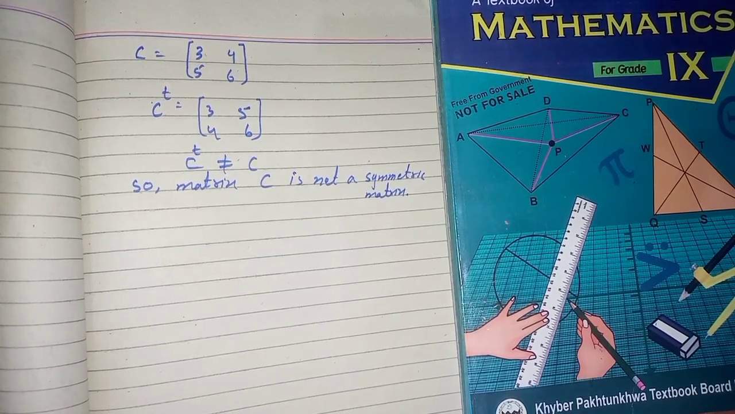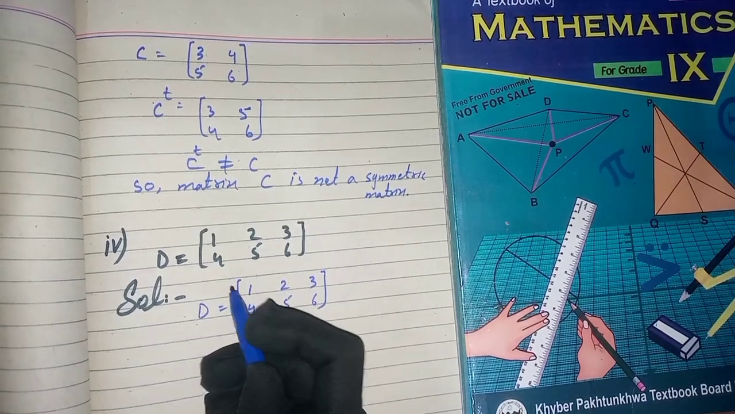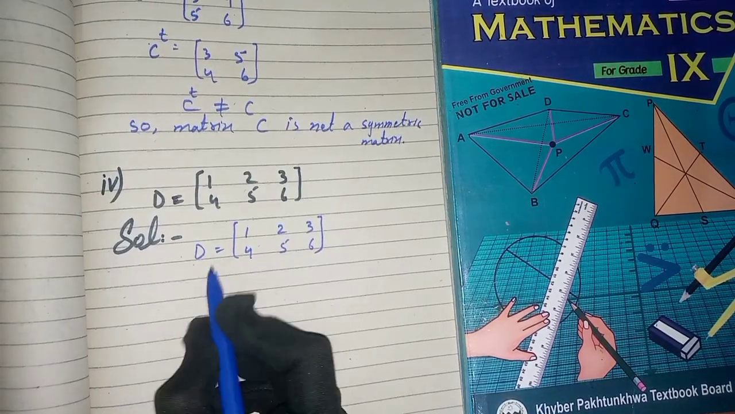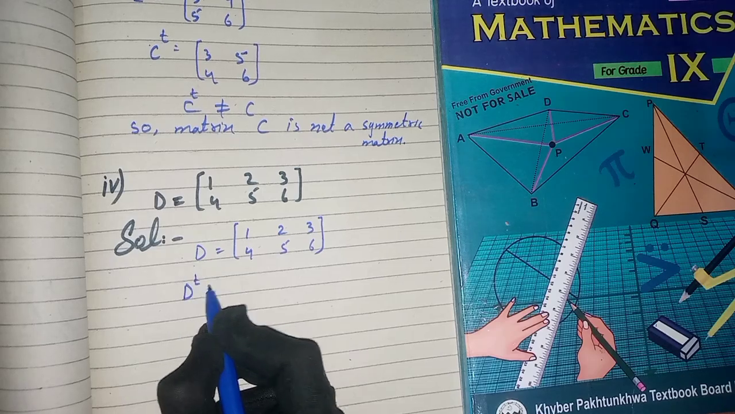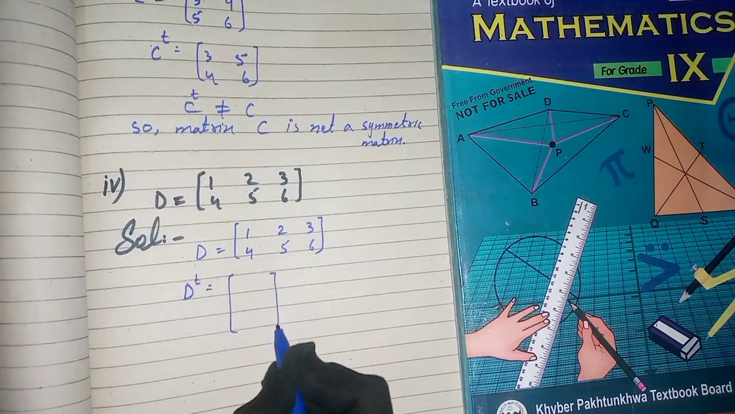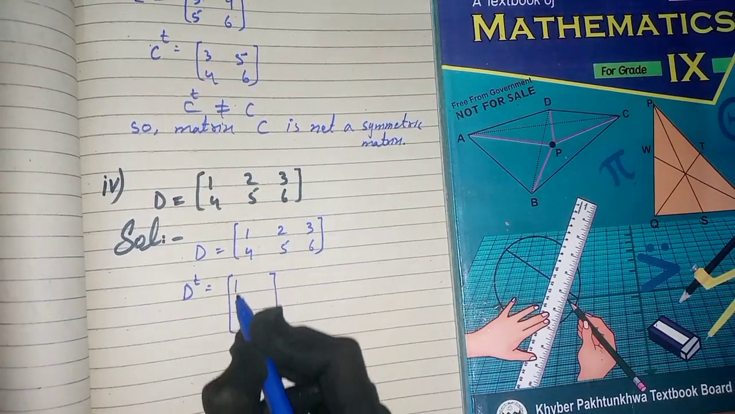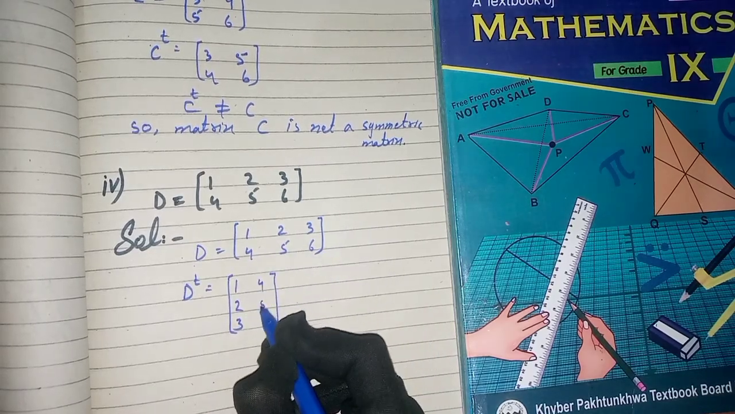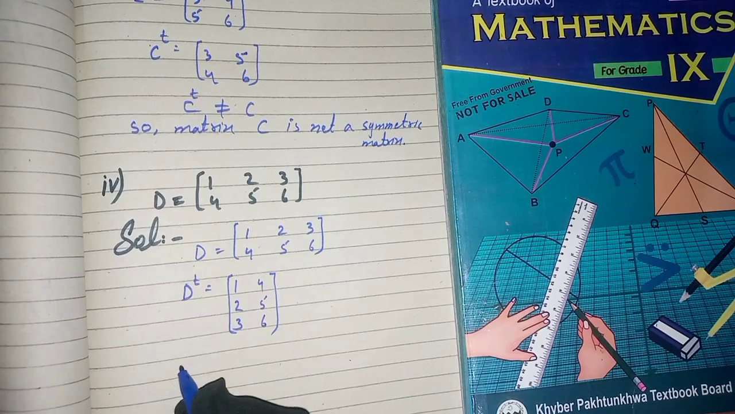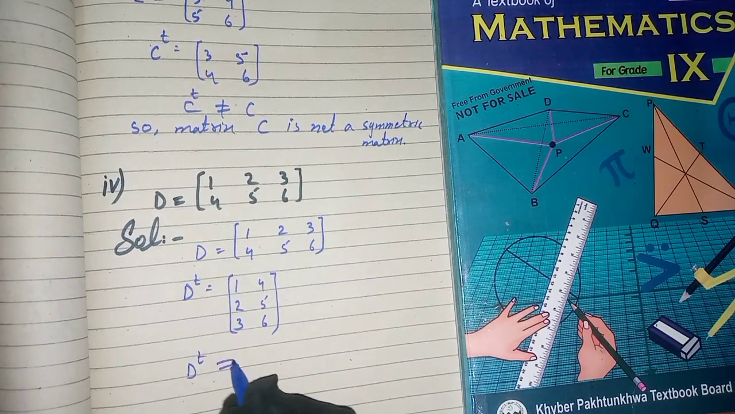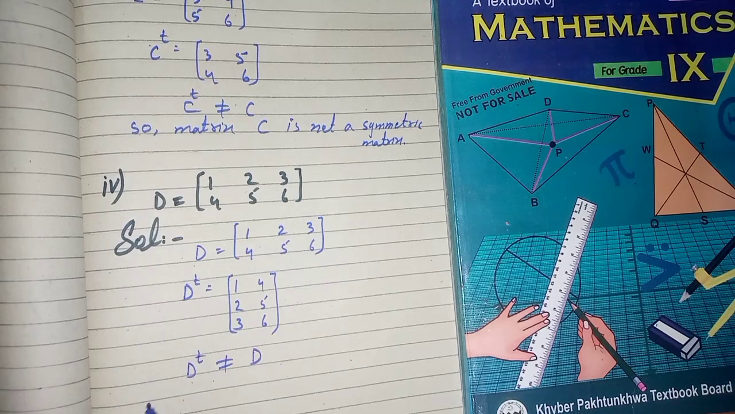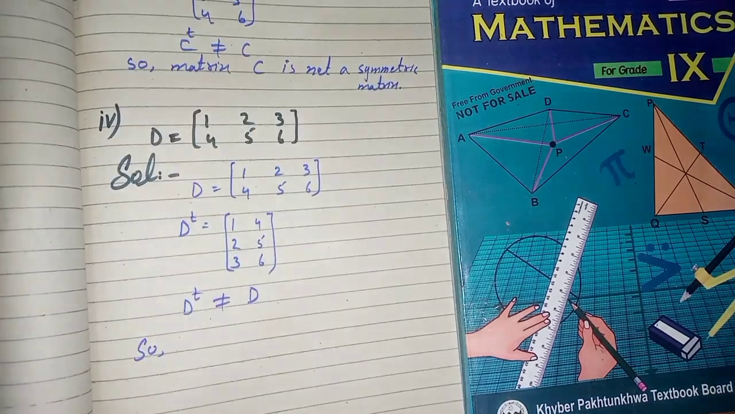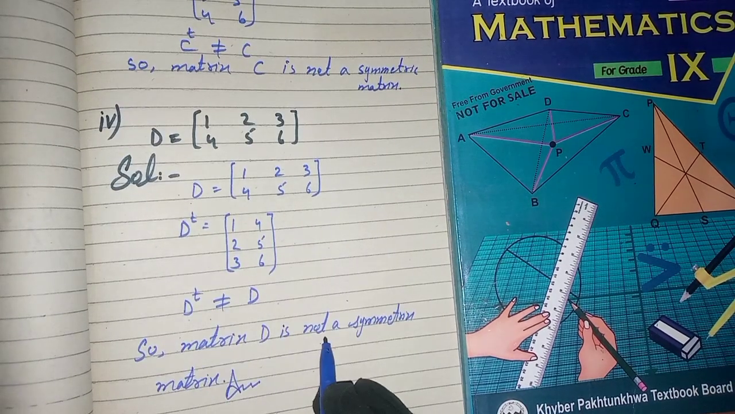Now we solve the next part, part 4. Matrix D is 1, 2, 3, 4, 5, 6. By taking transpose, in transpose we write rows in column. 1, 2, 3 we write in column, 4, 5, 6 in rows we write in column. Here we can see that D transpose is not equal to D. So matrix D is not a symmetric matrix.